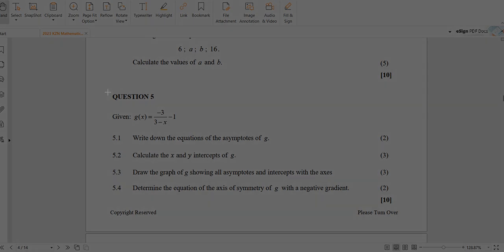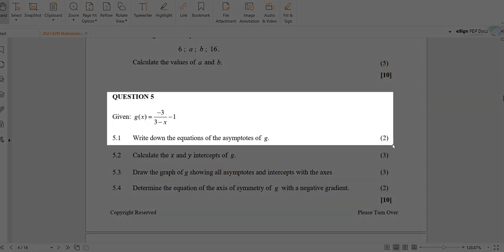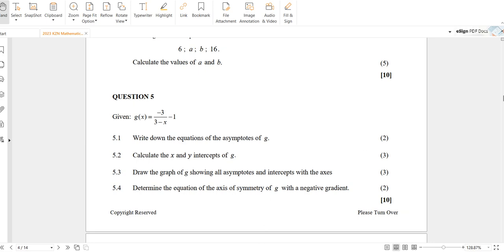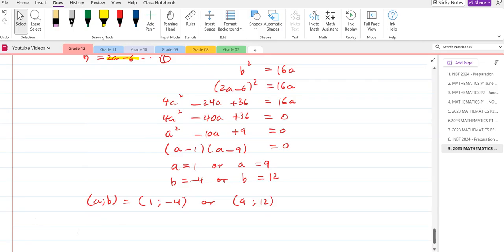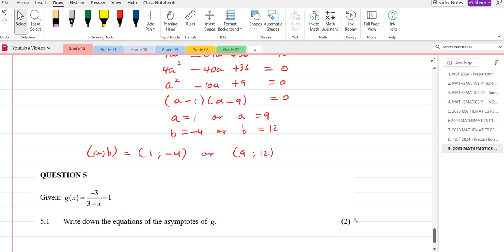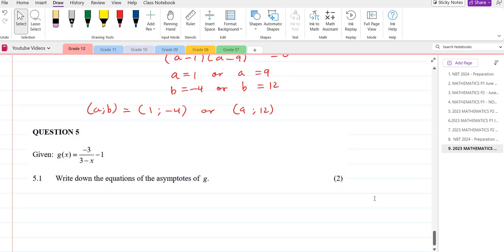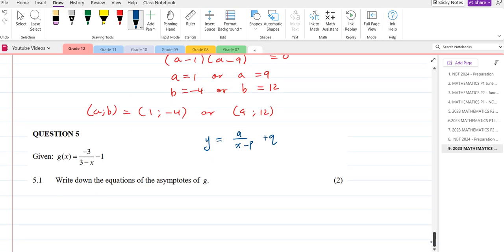Right, so what we have here is functions. Question 5: write down the equations of the asymptotes of g. So what's an asymptote? You get a horizontal asymptote and a vertical asymptote. You know this is an equation of a hyperbola, y is equal to a over x minus p, plus q. Remember, the value of p is the vertical asymptote and the value of q is the horizontal asymptote. Or set the denominator equal to 0, so you get the vertical asymptote. The horizontal asymptote is just ignoring this part and taking the value of q.